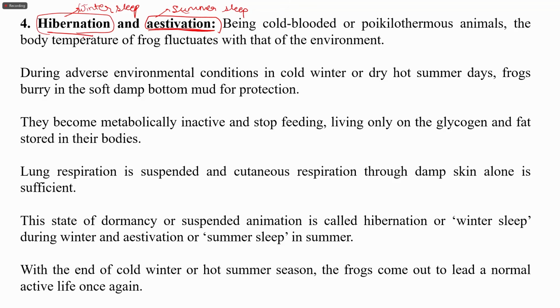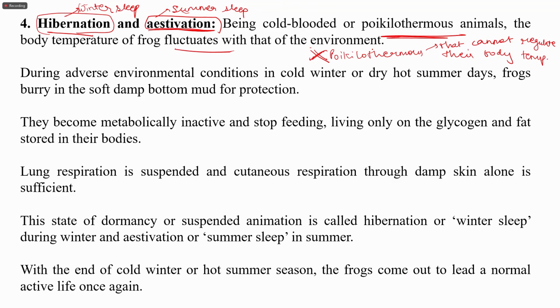So, usually, what type of animals undergo hibernation and estivation? It is usually the poikilothermous animals. Poikilothermous animals are the ones that cannot regulate their body temperature. So these animals lack the ability to regulate their body temperature, and therefore their body temperature fluctuates with that of the environment.